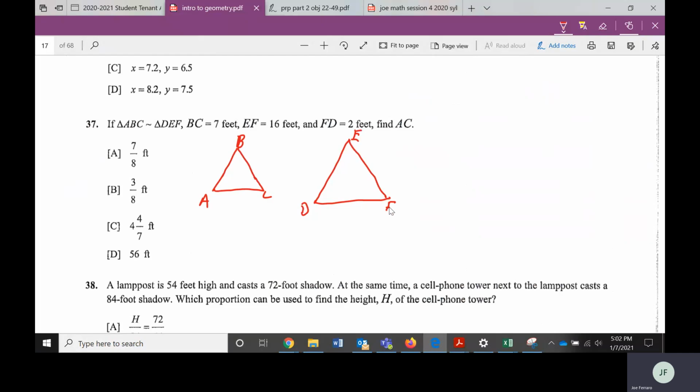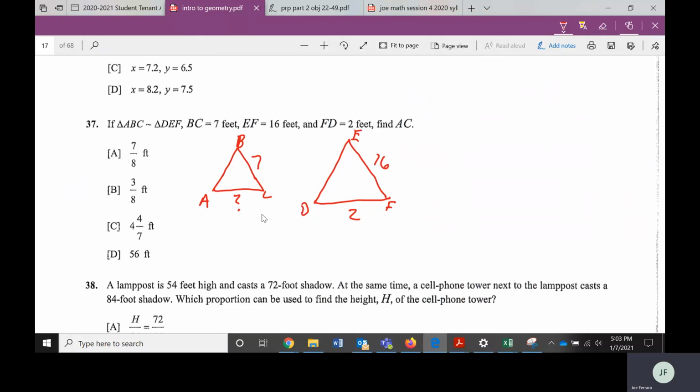I drew the second one bigger because when I looked quickly, E, F looked like it might be bigger than the other one, 7. It doesn't really matter. You could draw them the same size and just label them. Now you're going to label things. It says BC is 7. It says EF is 16. It says FD is 2. And they want you to find AC.